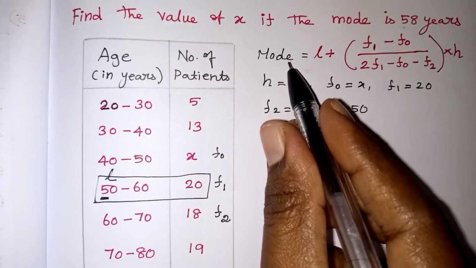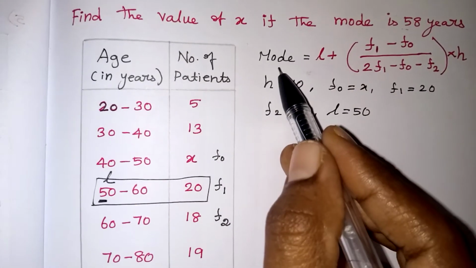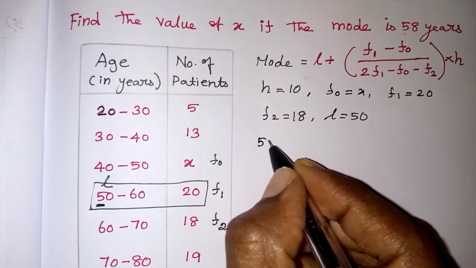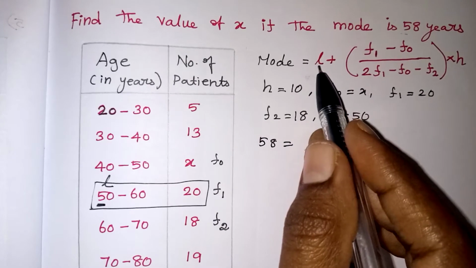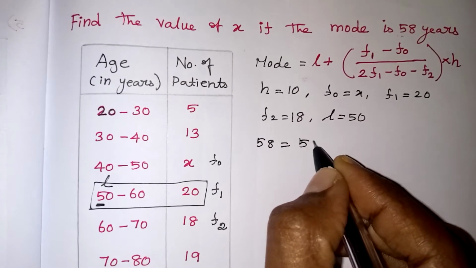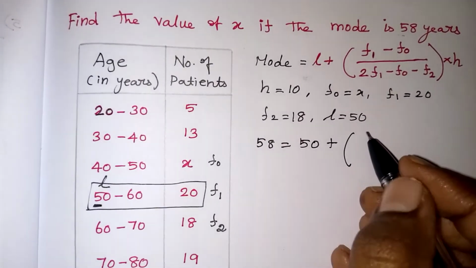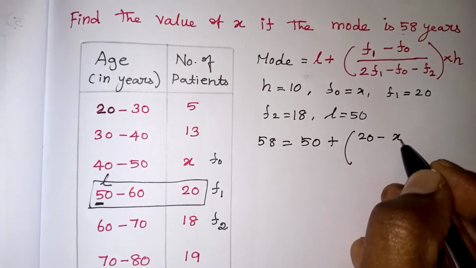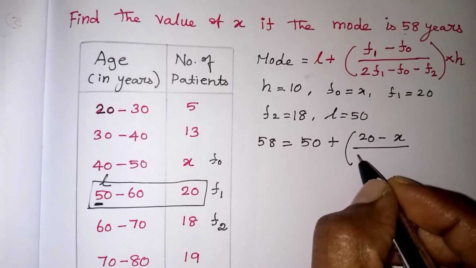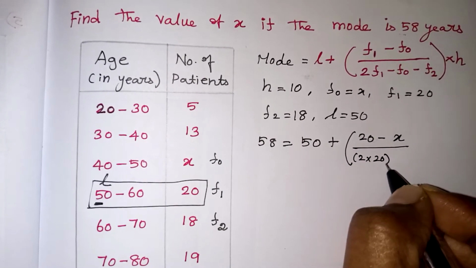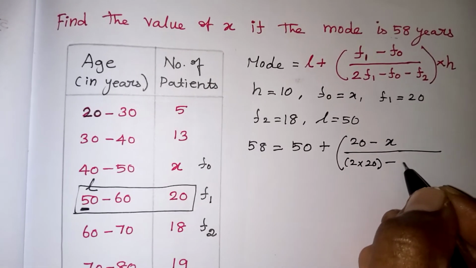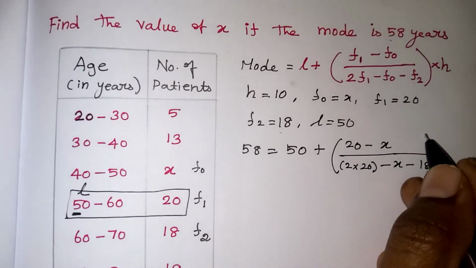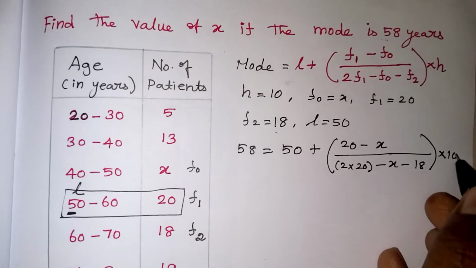Now we have found all the values. We have to substitute in this formula. We can get the x value now. Now mode is equal to the formula. The mode value is given as 58. So 58 equals L value 50 plus F1, F1 value 20 minus F0, F0 is x, divided by 2 into F1, that is 2 into 20, minus F0, F0 is x, minus F2, F2 is 18. Multiplied by h. h is 10. So write the 10 here.